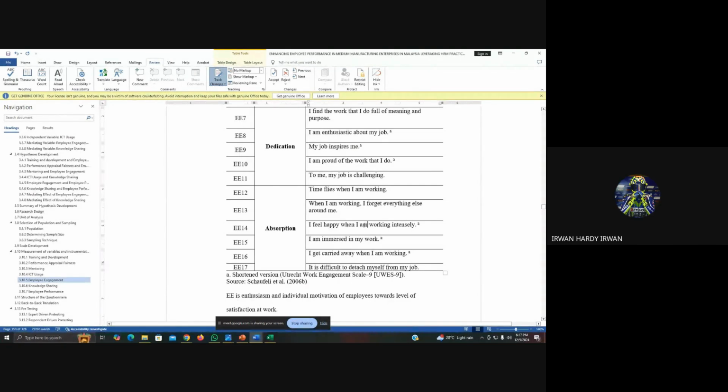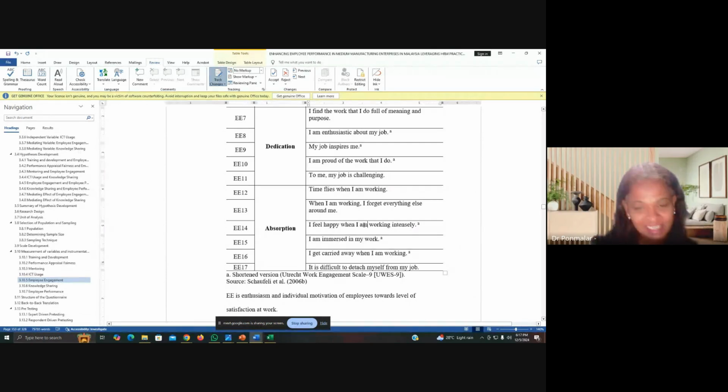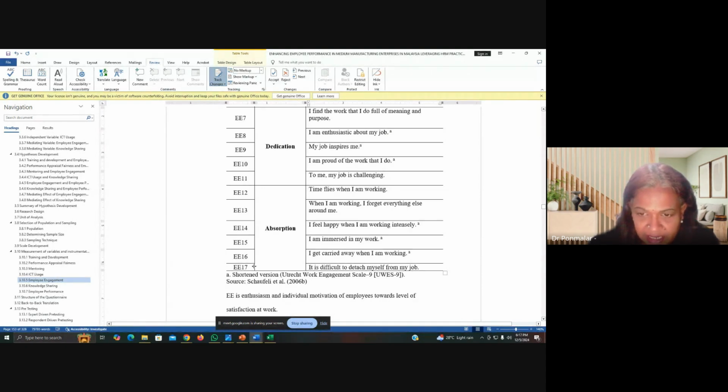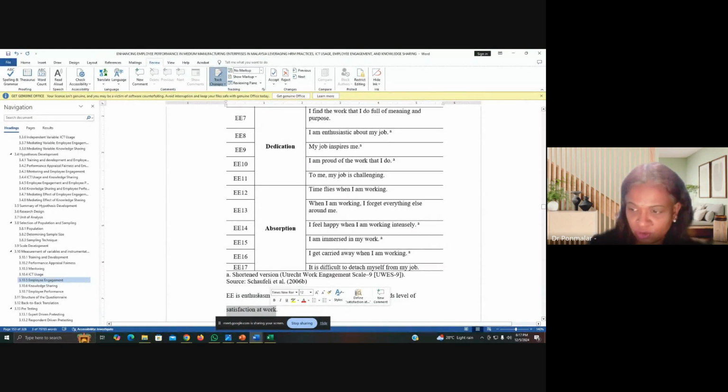Major correction. Yes. Right? I got 17 items. None of these items are actually measuring enthusiasm. None of it is measuring motivation. And none of it is measuring satisfaction at work. Right? Now you all know. But make sure you don't make this mistake, because many of you do. That's why examiners will always tell you your definition is not aligned to your measurement. This is what they mean.